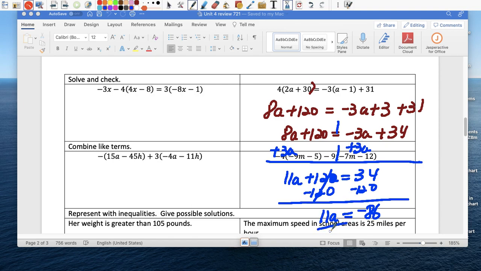So I guess this is going to be a fraction. So I'm going to leave it like that. A equals negative 86 over 11. Alright, have fun checking that.